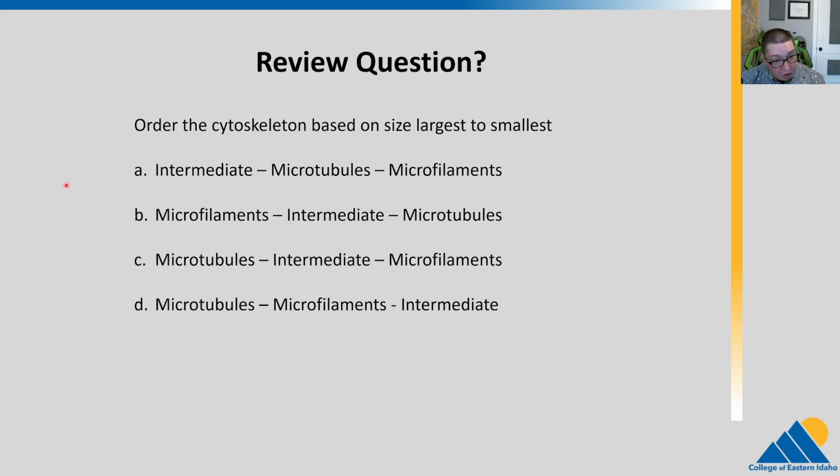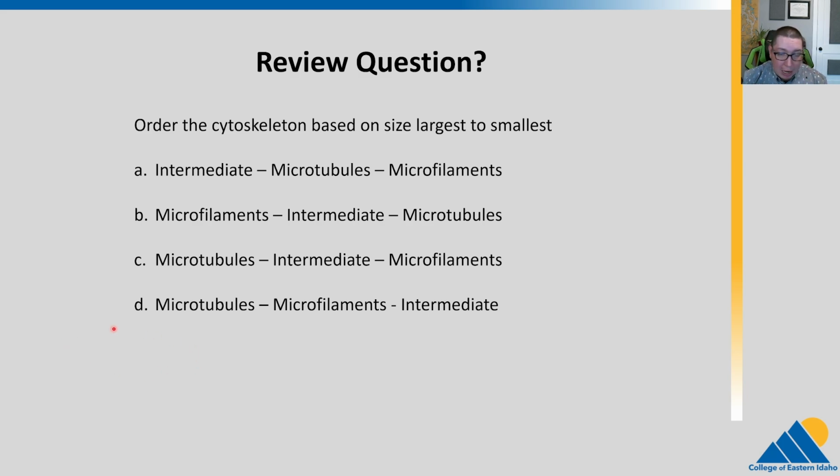We could start with the biggest thing. We could start with the smallest thing. Or if you're clever, you could start with the intermediate thing. You're probably a safe bet that intermediate goes in the middle. So that narrows it down to 2 here. So then we got these options here between microtubules and microfilaments here. Microtubules are the largest, so they should come first. Microfilaments are the smallest, they're last. So the answer would be C, microtubules, intermediate filaments, microfilaments.